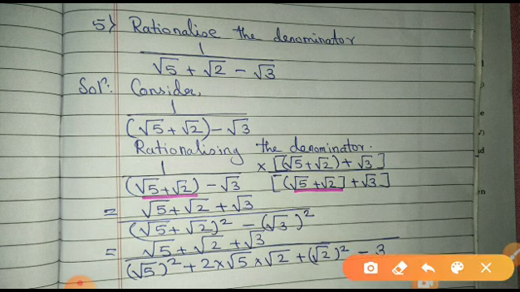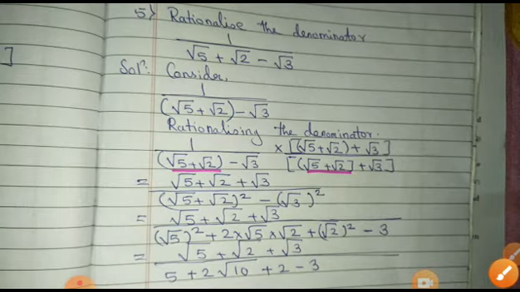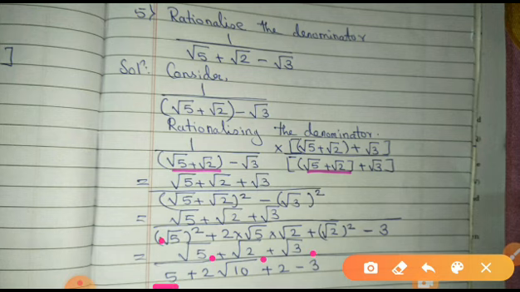Okay, so we will be getting it as root 5 square plus 2 into root 5 into root 2 plus root 2 square minus root 3 square, which is 3. Okay, this I have written here, don't forget. So I'll be getting root 5 plus root 2 plus root 3 by root 5 square is 5. This is 2 into 5 into 2, which is 10. Root 5 into 2 gives root 10. All prime, so I cannot take anything outside. Root 2 square is 2 and this minus 3.